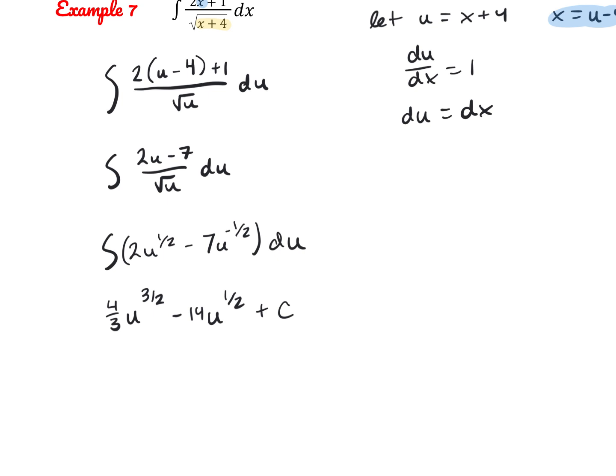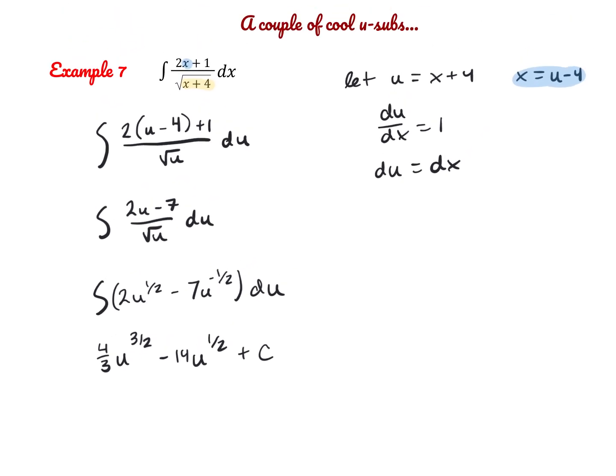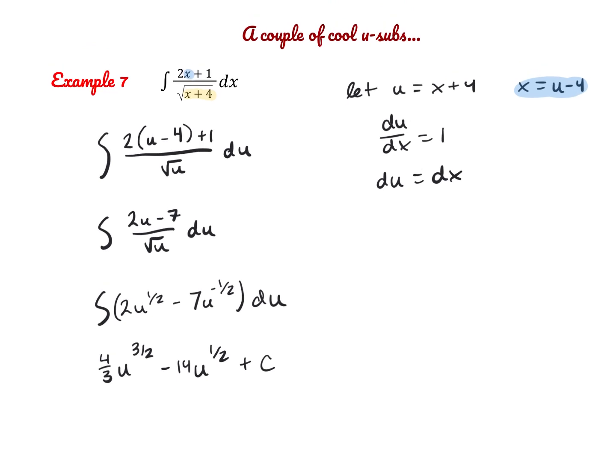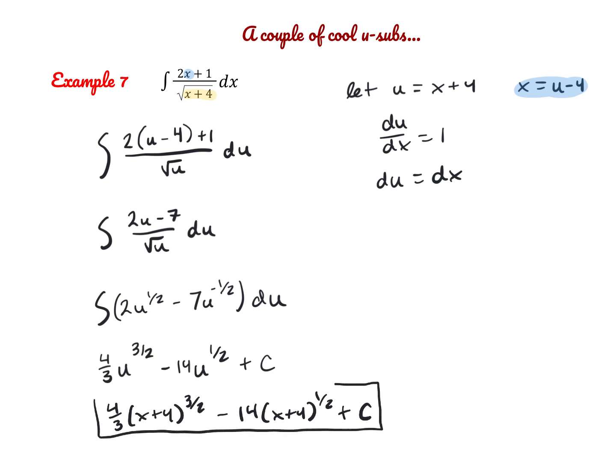And then from here, we're just going to substitute back out for u. Zoom back out. So we have 4/3 times x plus 4 to the power of 3/2 minus 14 times x plus 4 to the power of 1/2 plus c. So there you go. So again, if you're trying your u sub and you can't really find a nice way to substitute out the other x, see if there's a way that you can define x in terms of u to help you make that substitution.